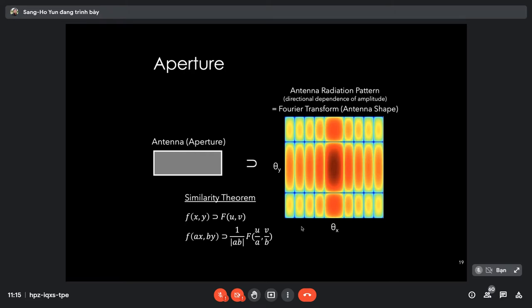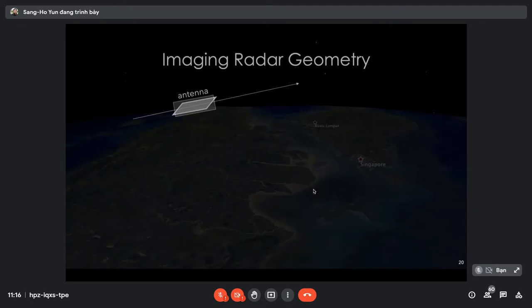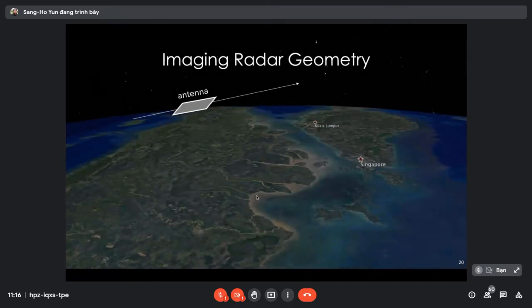There's an important property between these two, antenna aperture and radiation pattern, which is called the similarity theorem. Basically, it says that there's an inverse linear relationship between the dimension of the antenna in one direction and the dimension of the radiation pattern. If you have a longer dimension in X, the radiation pattern gets a narrower dimension in X, and vice versa. With that in mind, let's put that antenna in space.